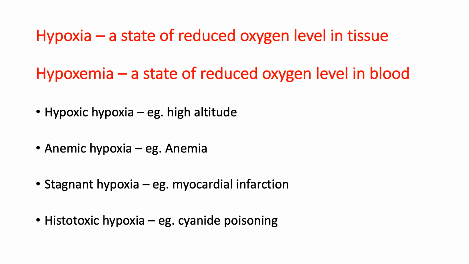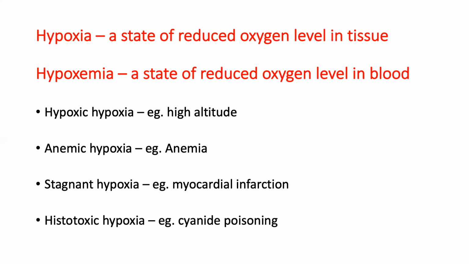Hypoxemia means a low oxygen level. Hemia means blood in the blood, so it is slightly different. Hypoxia is when the cells and tissues lack oxygen. Hypoxemia means lack of oxygen in the blood.